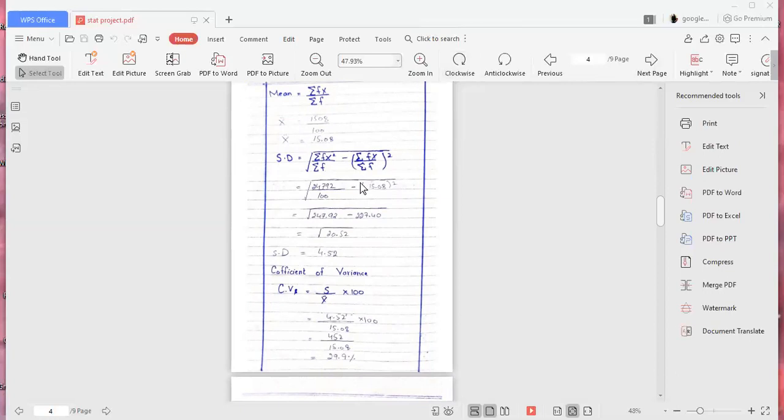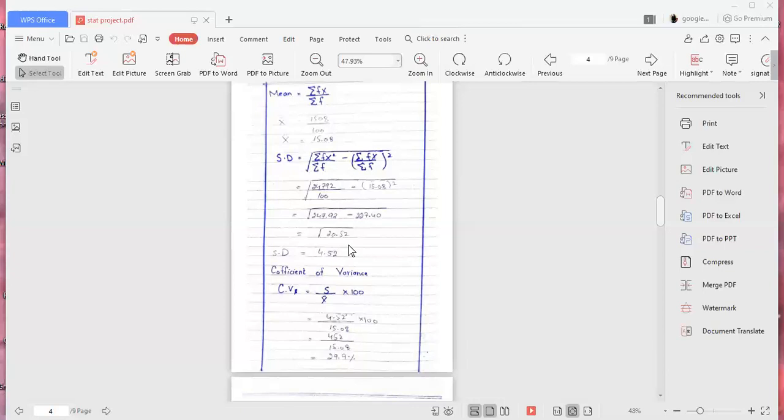Summation of f of x square is 24,792, as we found above, divided by summation of f, which is 100. We simply put these values, minus the value of the mean, which we found as 15.08, whole square. Now the next step: we simply divide 24,792 by 100, that is 247.92, minus the square of 15.08, that is 227.40.